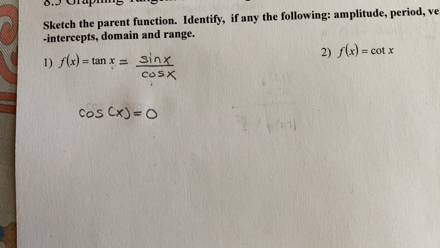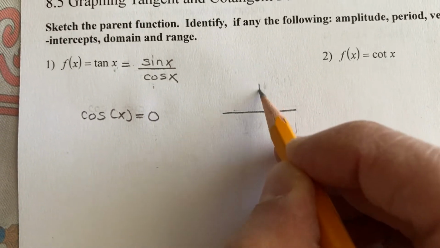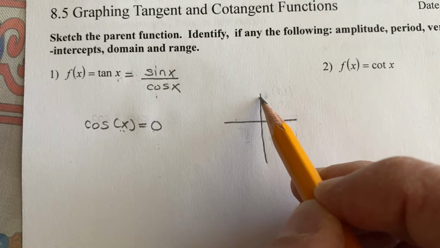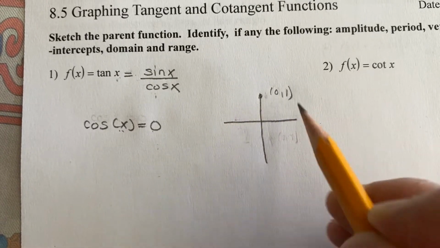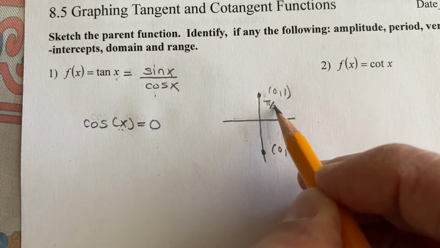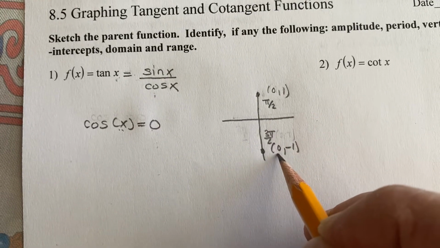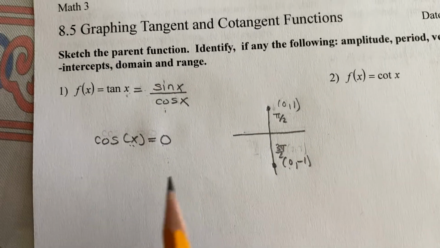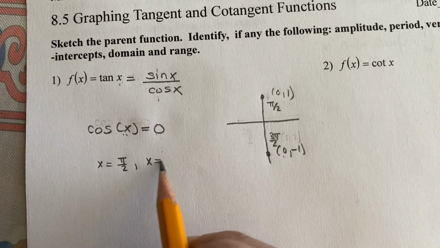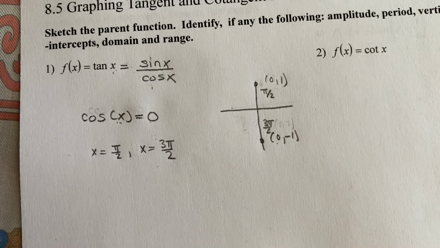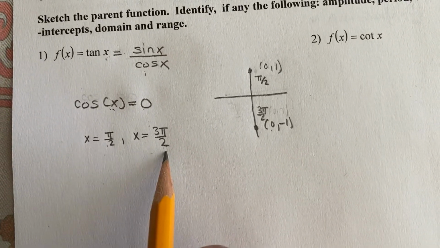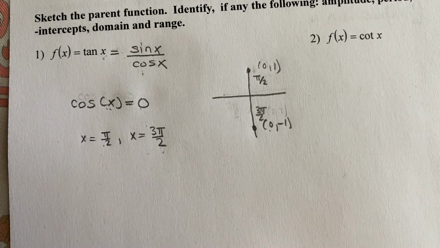And now you just kind of have to know your unit circle. For which angle is the x value 0 on the unit circle? The x value is 0 over here, at (0, 1). The x value is also 0 over here, at (0, -1). And the angle for that is pi over 2. The angle for this x value, which is 0, is 3 pi over 2. So you could write x is equal to pi over 2, x is equal to 3 pi over 2. Okay, so these are the first two vertical asymptotes, but let's say I want all the vertical asymptotes.